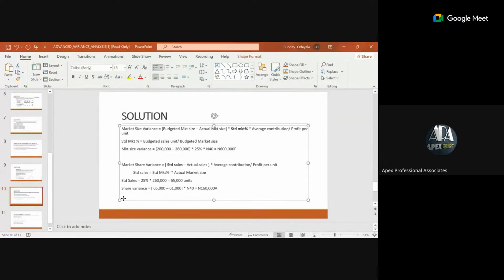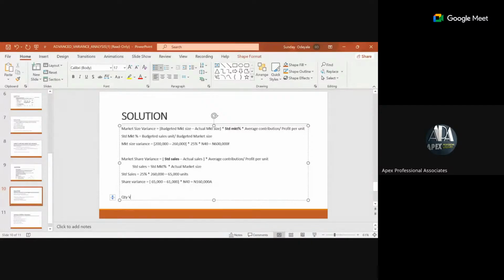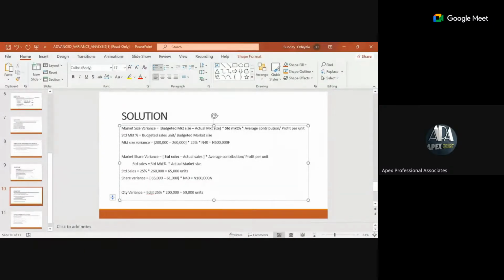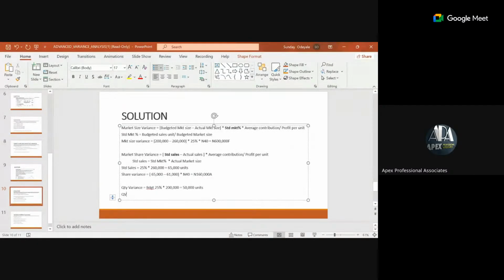So let's just do a quick check. Remember, our budget was to sell 25% of 200. Quantity variance. Remember, our budget was 25% of the total market, and the total market was supposed to be 200. So our budget should have been 50,000 units.